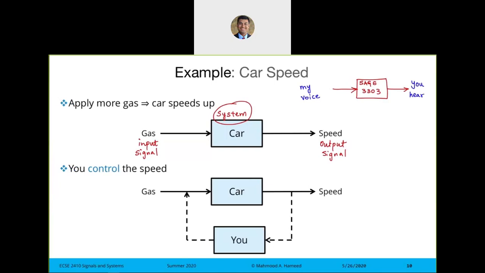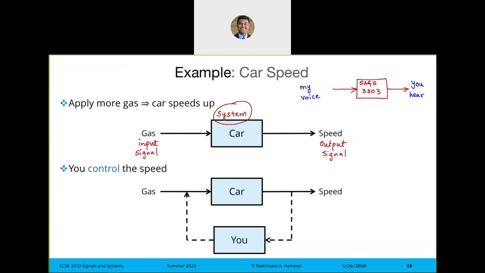And the system is changing what I speak, and it is maybe attenuating the volume, right? Reducing the volume, because the farther you are in the room, the volume will be lower. It might be adding an echo to my room. It might be dispersing my voice. So it is changing my voice, which is an input to this. The system is changing certain aspects about my voice, and what comes out is what you hear. So you can think about signals and systems even in that way.